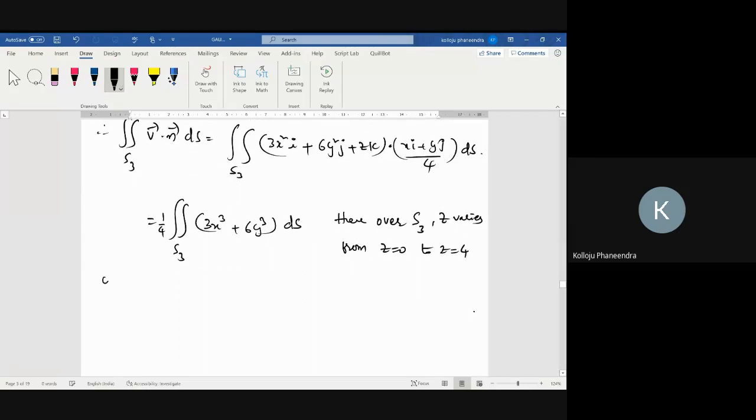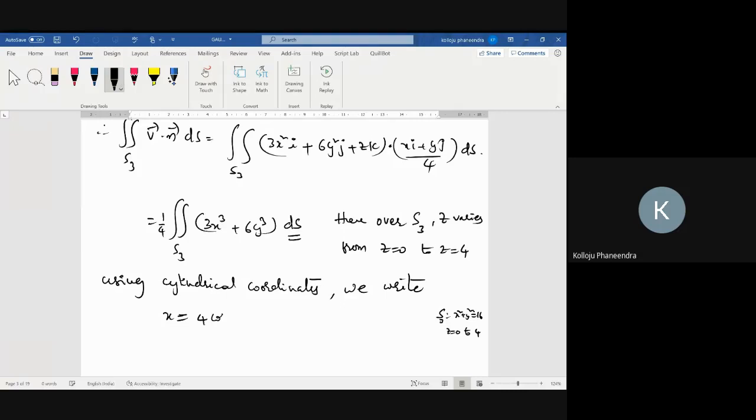Therefore, now I have to evaluate this integral. I have to evaluate ds using cylindrical coordinates. Using cylindrical coordinates, we write x equal to this one. What is S3 actually? x square plus y square equal to 16, and z varies from 0 to 4 over S3. So first, the parametric expressions: x equal to 4 cosine theta, y equal to 4 sine theta.